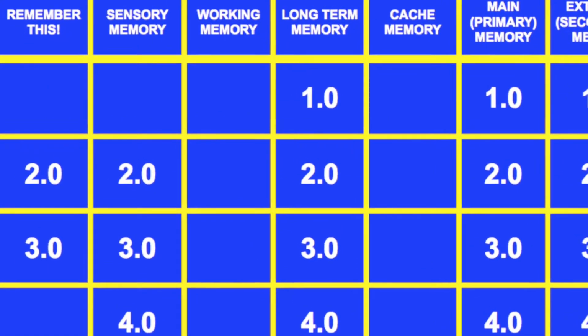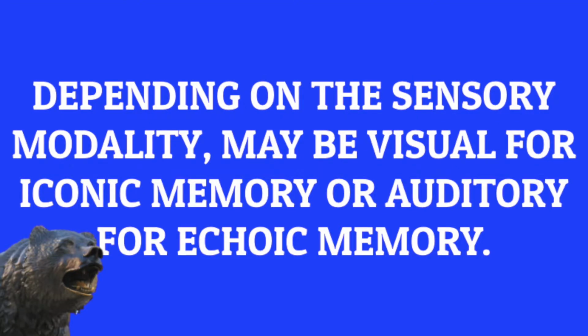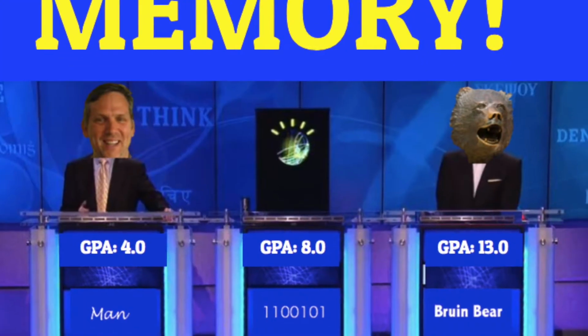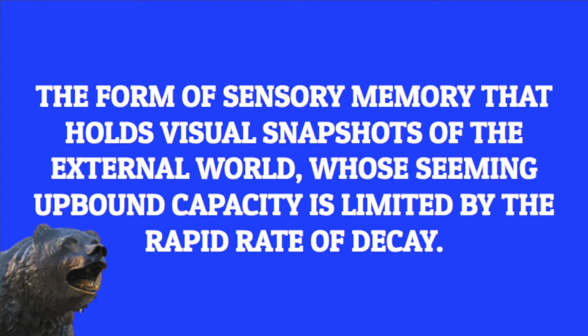Sensory memory for 2.0. Depending on the sensory modality, may be visual for iconic memory or auditory for echoic memory. What is the way sensory information is stored? Sensory memory for 3.0. The form of sensory memory that holds visual snapshots of the external world, whose seeming unbound capacity is limited by the rapid rate of decay. What is iconic memory? Sensory memory for 4.0.